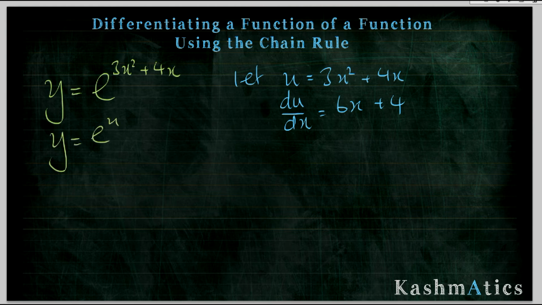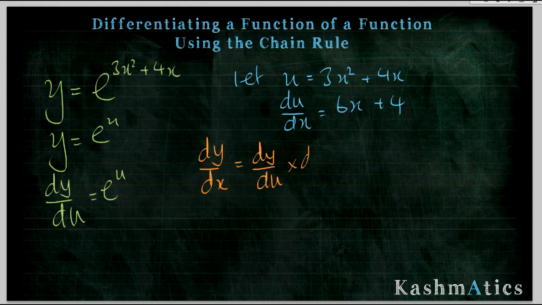Now that's quite a simple derivative. dy by du would equal e to the u as well. So that's quite straightforward. We've got everything we need now, so let's put it all together. So dy by dx is equal to dy by du times by du by dx. Remember the du's cancel each other out. So dy by du is e to the power u multiplied by du by dx, which is 6x plus 4.